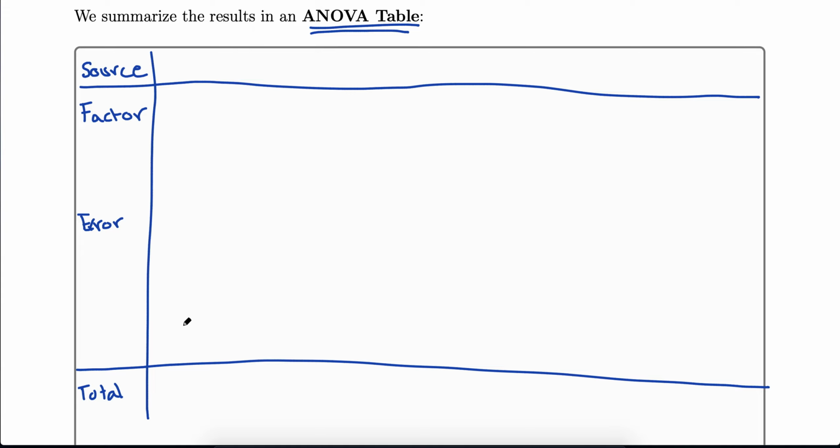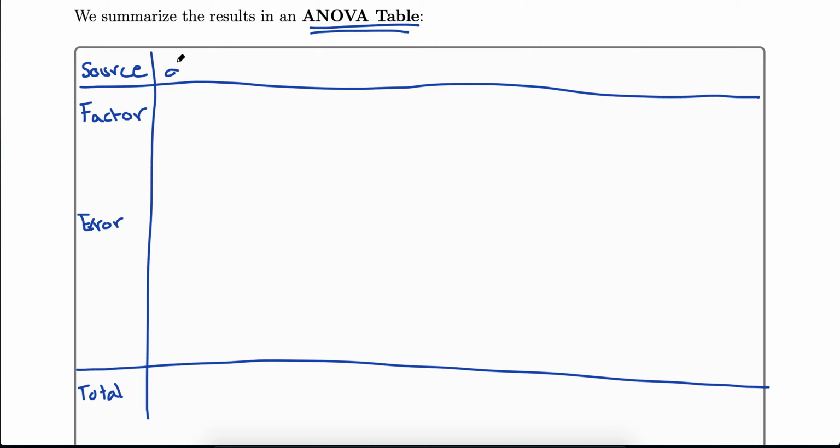So we're going to label our rows here. Is the variability coming from the fact that I have 3 fitness levels, or is it random error within that variability within the factor levels? When I add those two sources together, I get the overall total variability.